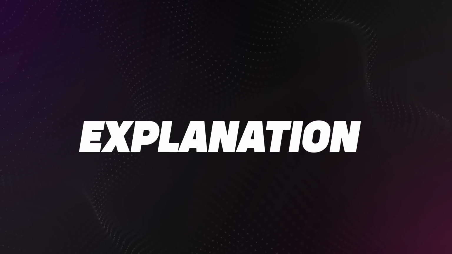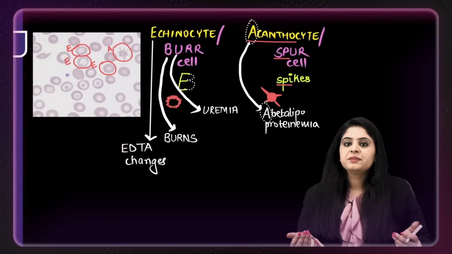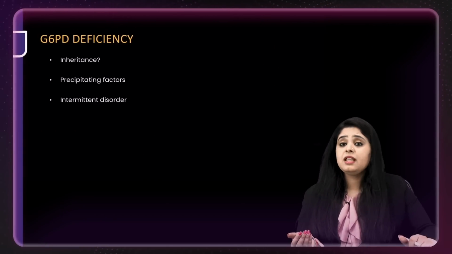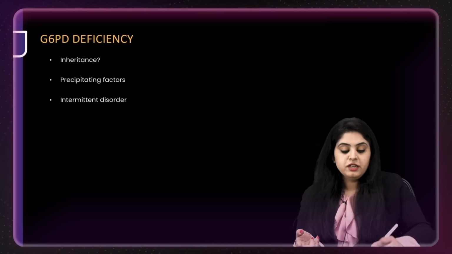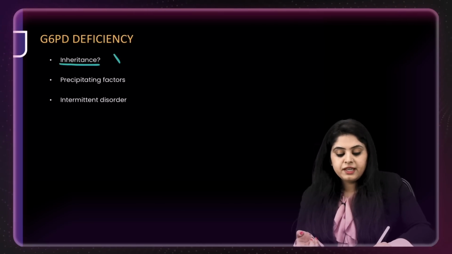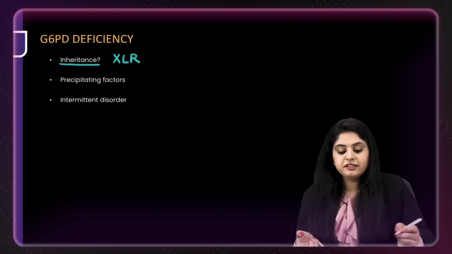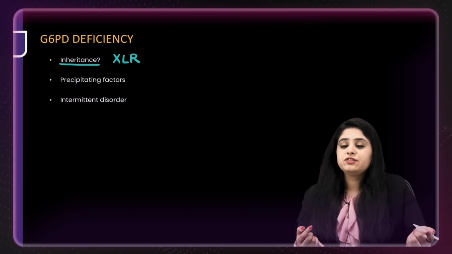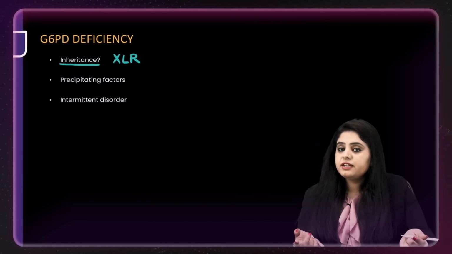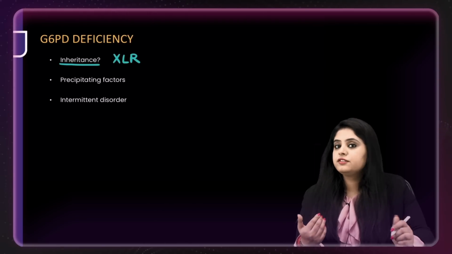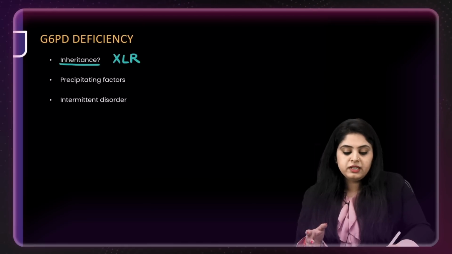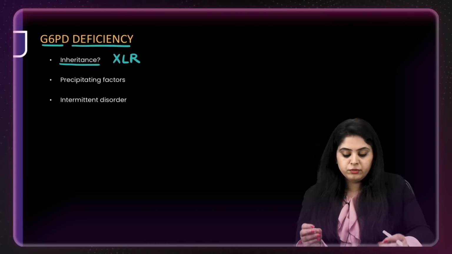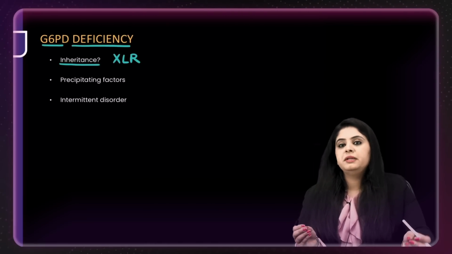Here's the explanation. G6PD deficiency. So what do you have to know over here? When I'm dealing with G6PD deficiency, I have already taught you some things. G6PD deficiency has an inheritance which is X-linked recessive. And whenever I say X-linked recessive, which is the gender which is more commonly affected, boys are more commonly affected. This we studied in our genetics chapter, hai na? So G6PD deficiency. The name is only telling me the patient is going to be deficient in G6PD.